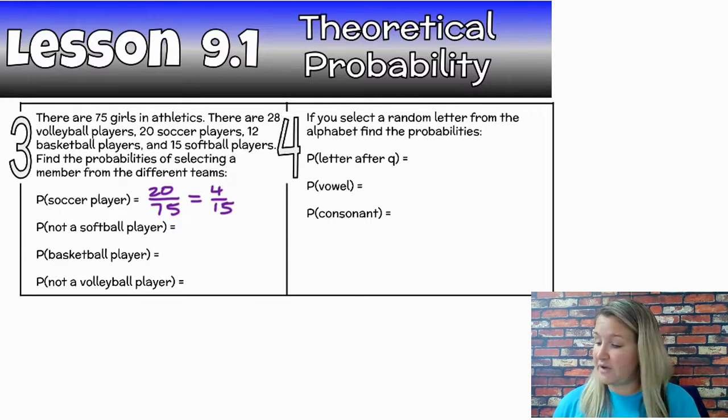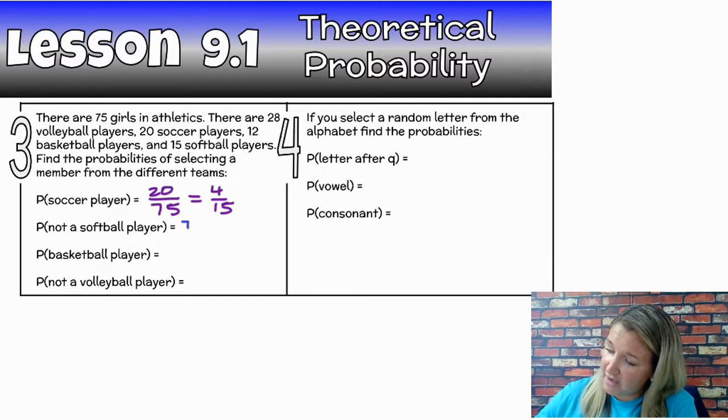And then I'm going to find the probability that it's not a softball player. So a couple of things I can do there. I can add up everybody that's not a softball player. Or I can do 75 over 75, guess what that is, and then I'm going to subtract the number of softball players, which would be 15. So that's 60 over 75.